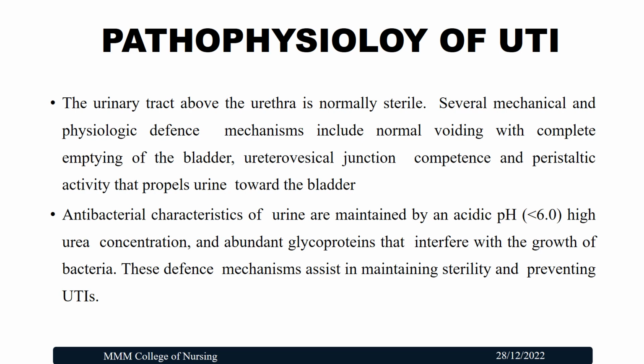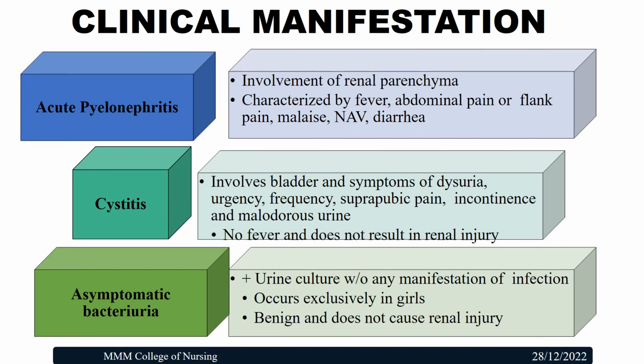Antibacterial characteristics of urine are manifested by an acidic pH of less than 6, high urea concentration, and abundant glycoprotein that interfere with the growth of bacteria. These defense mechanisms assist in maintaining sterility and preventing UTI. Normally, this function occurs in order to prevent UTI.